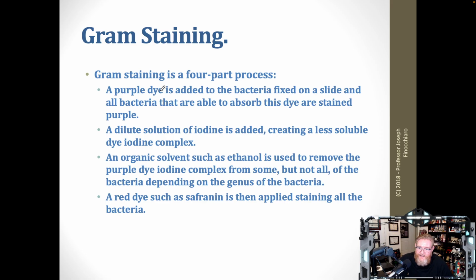A purple dye is added to the bacteria fixed on a slide, and all bacteria that are able to absorb this dye are stained purple. A dilute solution of iodine is added, creating a less soluble dye-iodine complex. An organic solvent, such as ethanol, is used to remove the purple dye-iodine complex from some, but not all of the bacteria, depending on the genus of the bacteria. And a red dye such as safranin is then applied, staining all the bacteria.